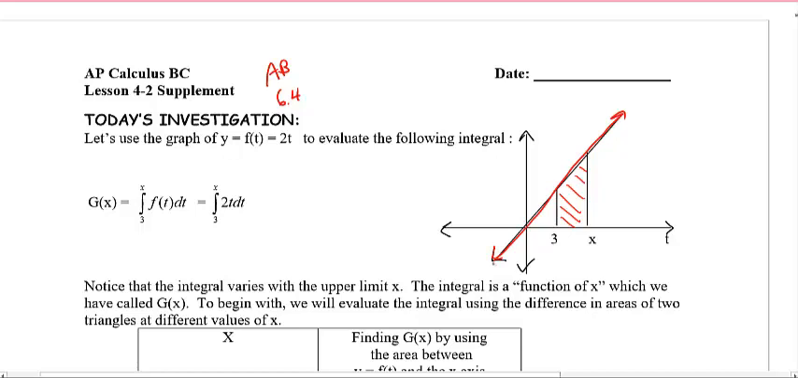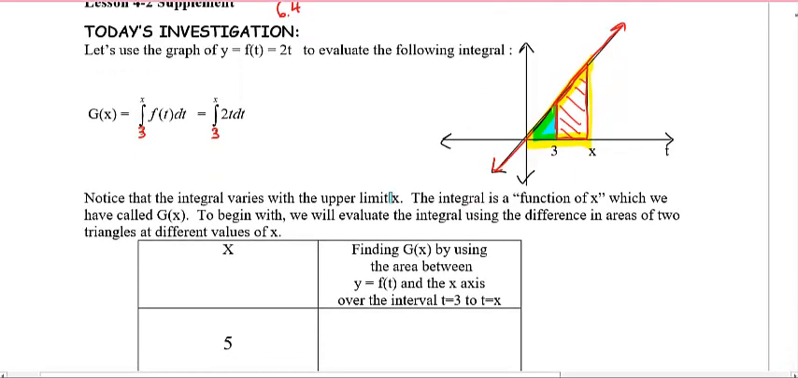The only difference now is I'm actually not starting at 0, but I'm starting at 3. So notice that my area is no longer a triangle, but it's actually this lovely trapezoid. Or you can think of it as a larger triangle subtracting a smaller triangle. Okay? So notice that x is still my variable. It's the one with the upper limit. And so that's why the integral is a function of x. This time I'm calling this g.